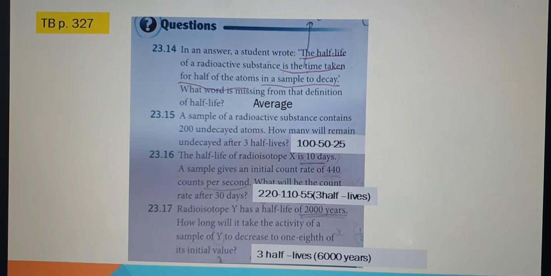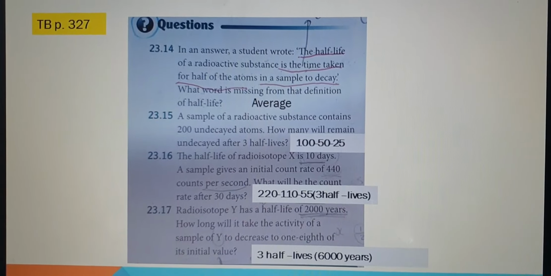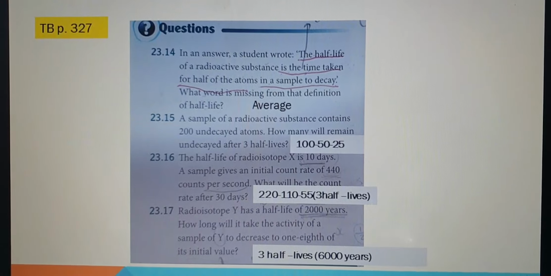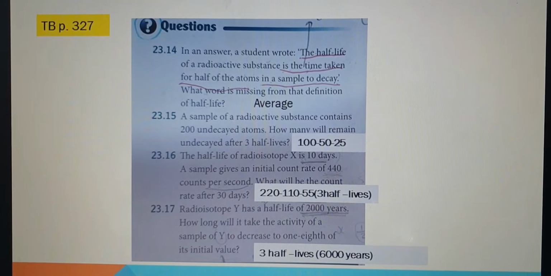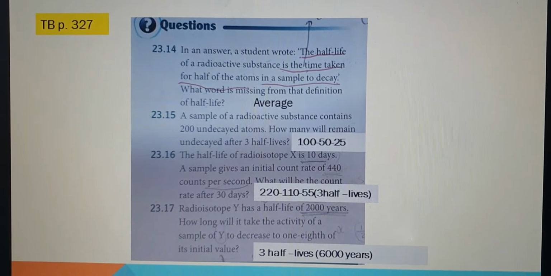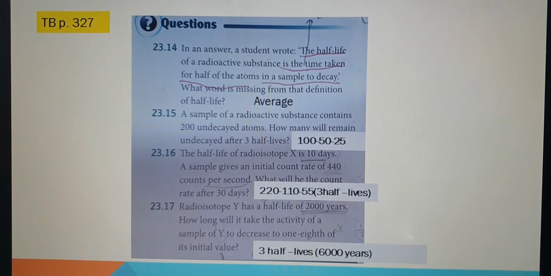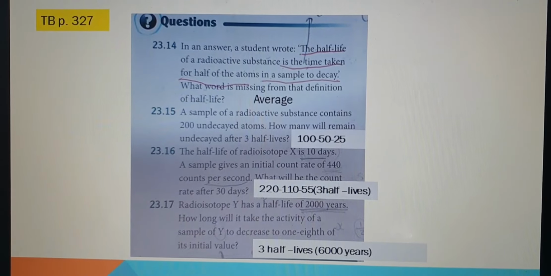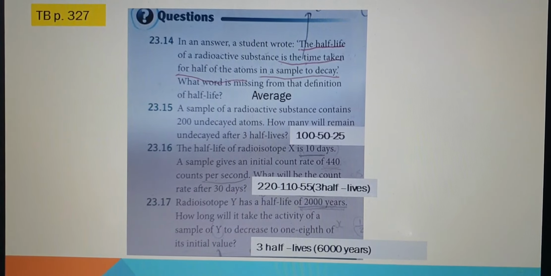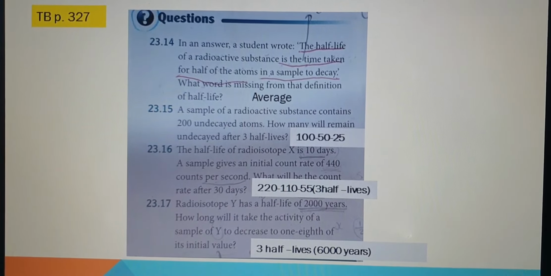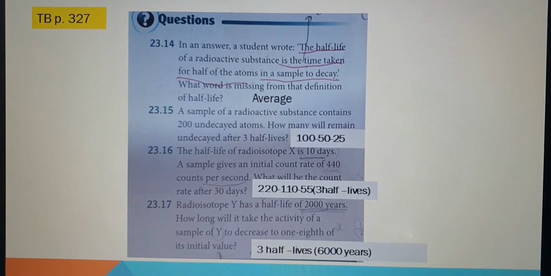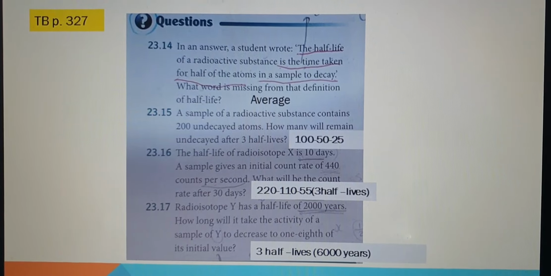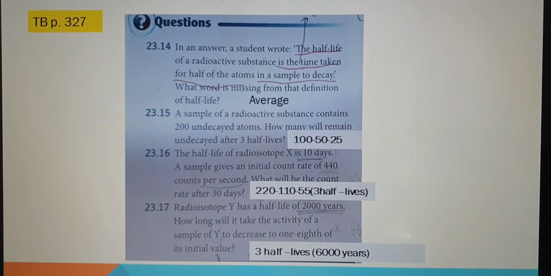23.17. Radioisotope Y has a half-life of 2000 years. How long will it take the activity of a sample of Y to decrease to 1/8 of its initial value? Here I need to know how many half-lives. 1/8 is which half-life? Okay, the first half-life, the sample decayed to half.